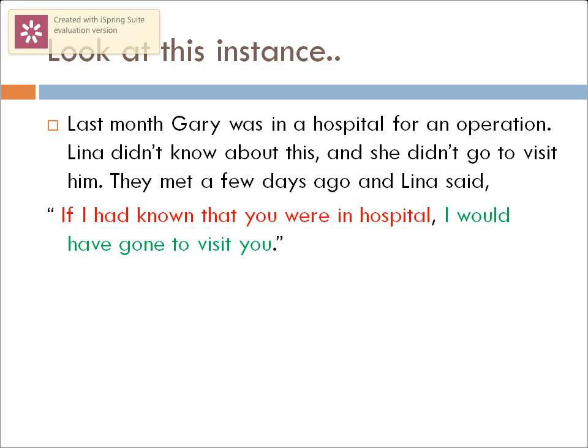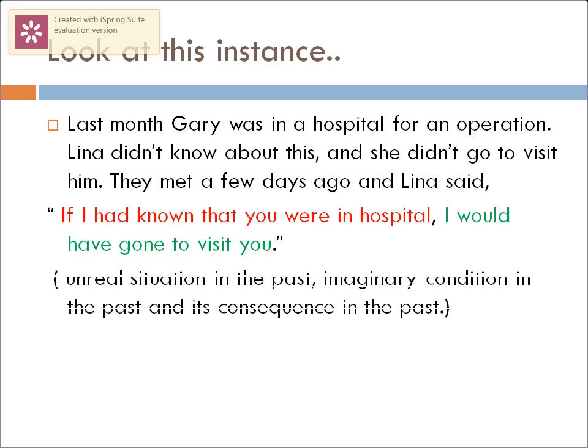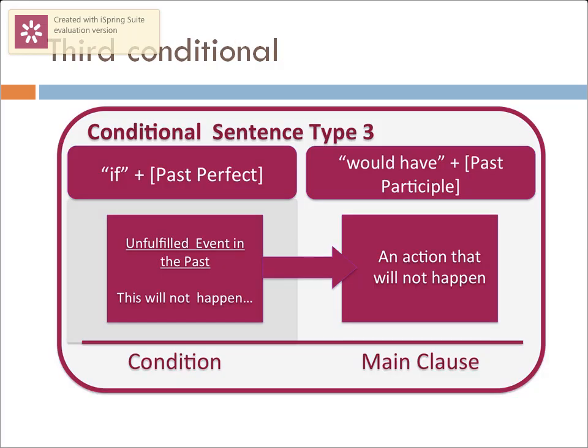Now try to look at what is happening here. If I had known that you were in hospital, that means she didn't know that he was in hospital. It's a past situation, an unreal situation, because she did not know. If she had known, that's an unreal situation in the past. I would have gone to visit you. Now there is also an imaginary consequence in the past. So both of these are in the past and both of these are imaginary. So this is a third conditional sentence.